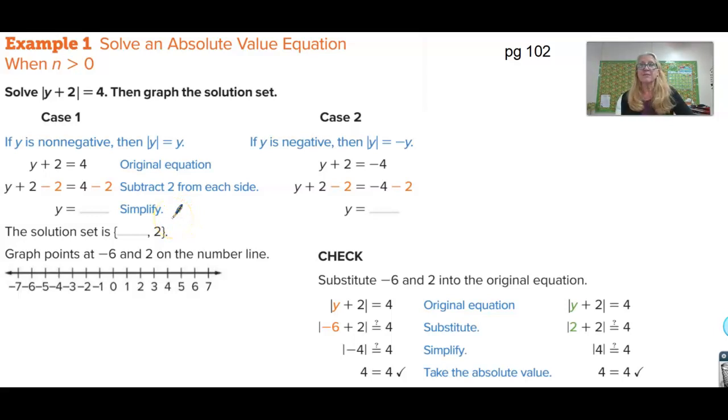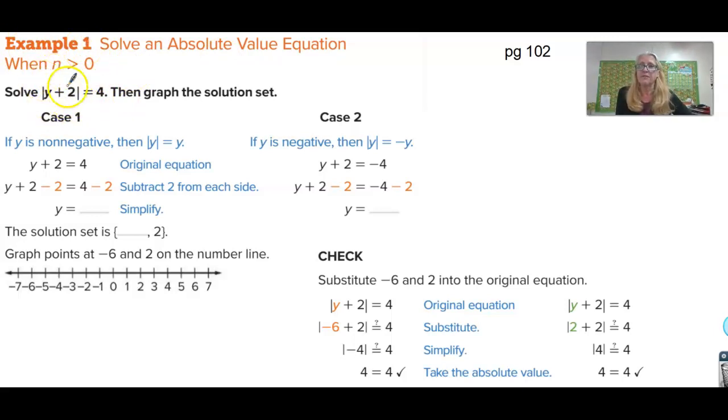All right, so here we're solving an absolute value equation when n is greater than 0. That's pretty funny too, because what they're saying is that absolute value can never be less than 0. Absolute value will never spit out a negative number, therefore it can never be less than 0. So that's what this n greater than 0 thing means, okay?